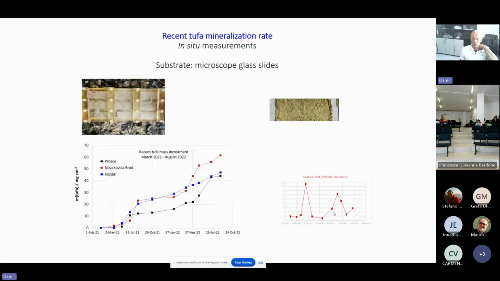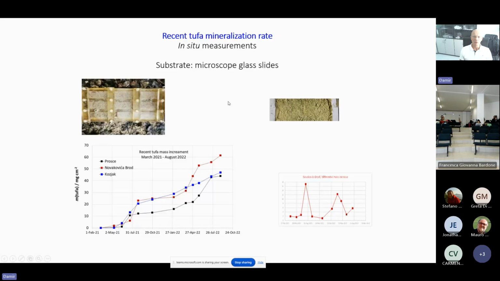Besides measuring the critical parameters and sampling the water, we also made experiments in which we determined the mineralization rate. Mineralization rate can be determined only in situ, on the place. For that purpose we used different substrates. Finally, we found that the best selection is a microscope glass slide placed on a holder. Several of these slides were placed here, so from time to time we can take samples.